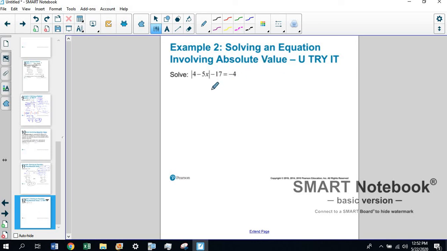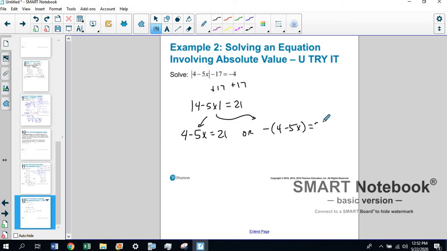Okay, so what we're going to do is add 17 to both sides because we have to isolate this first, right? Absolute value equals 21, and now you break it into two pieces. 4 minus 5x equals 21, or what? Negative 4 minus 5x equals 21, which is the same thing as 4 minus 5x equals negative 21.